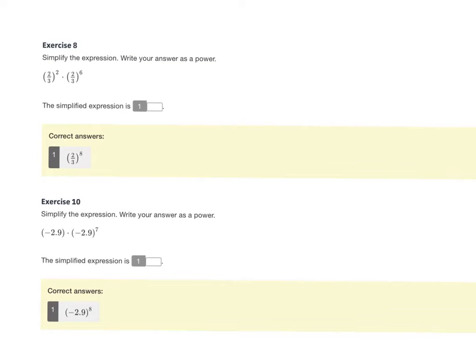Exercise 8 is that same first rule. We've got a base that's the same. In this case, it's 2/3, and we've got times, and the bases are the same, so we're going to add the exponents, so that's going to be 2/3, and in the exponent we're going to have 2 plus 6, which is the 8th.